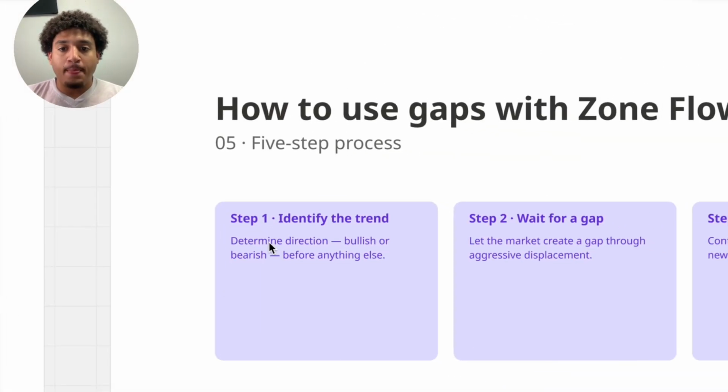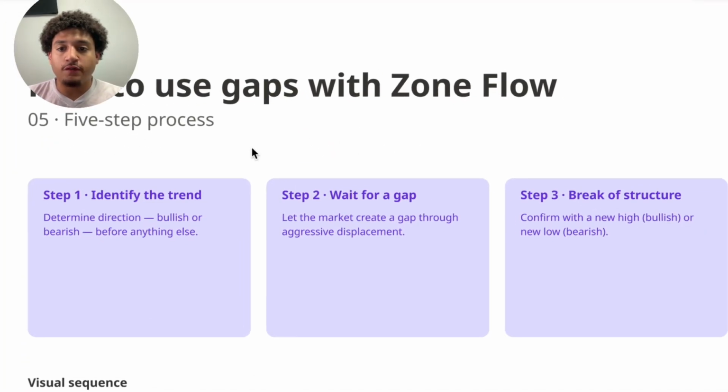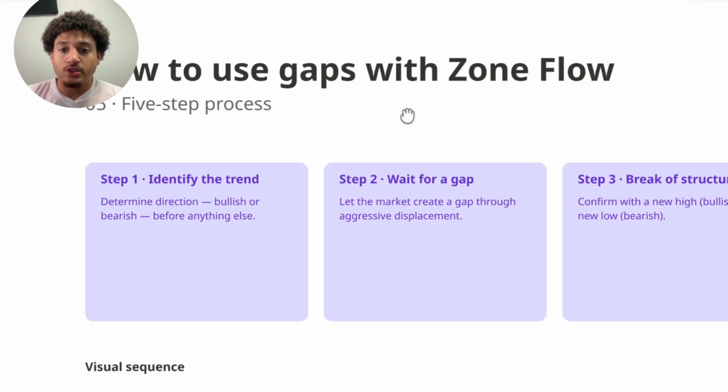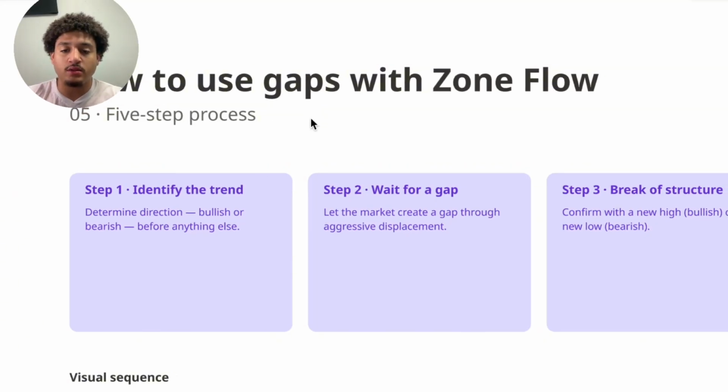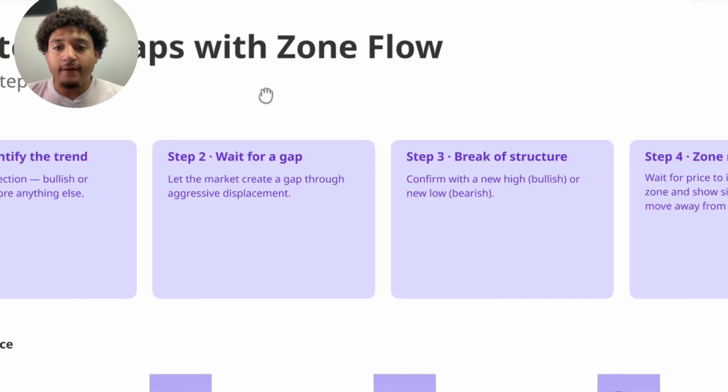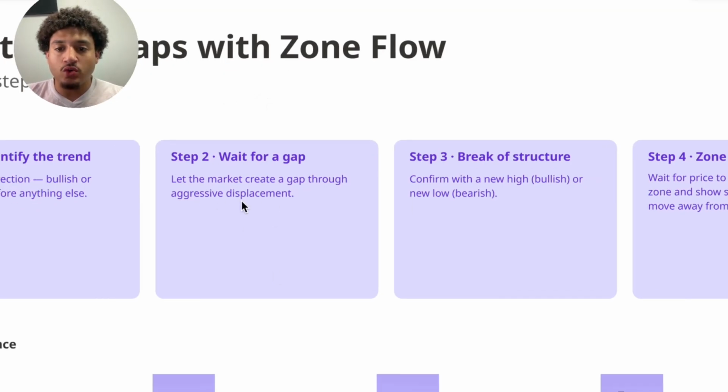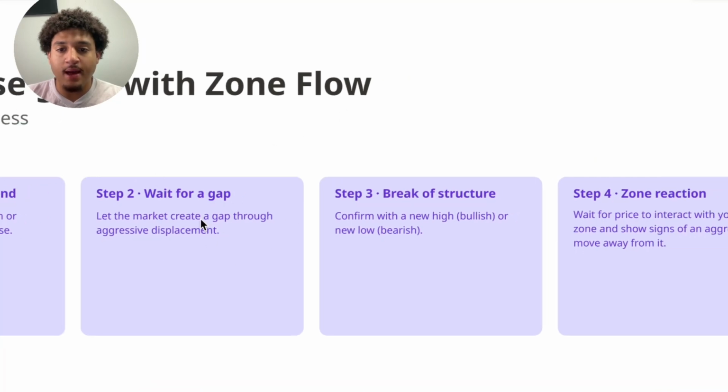Now, how to use gaps within the zone flow strategy, which is my strategy. Step one is we identify the trend of the market. Determine direction, bullish or bearish, before anything else. We need to know if we're going up or down to know if we're looking for buys or sells. Once again, if we're consolidating, moving sideways, we're not trading. Step two is wait for a gap to be created. Let the market create a gap through aggressive displacement. The gap has to get created, and we have to be able to identify the trend.